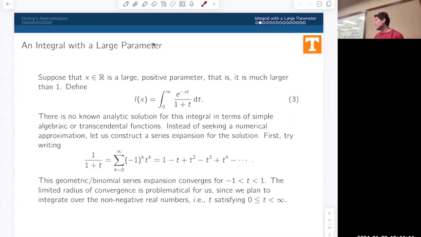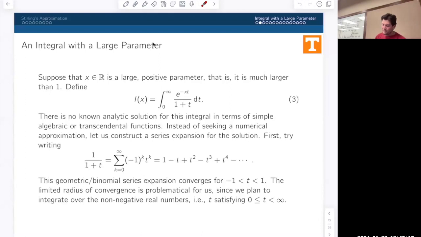So this is hard, right? Computing an integral over a semi-infinite interval for every value of x, okay? So we want to be able to come up with some sort of analytic expression for this as a function of x, but which may only be valid for large values of x. Okay, so that's the goal. There's no known analytic expression for this integral in terms of simpler functions. So let's try to do some tricks on this.